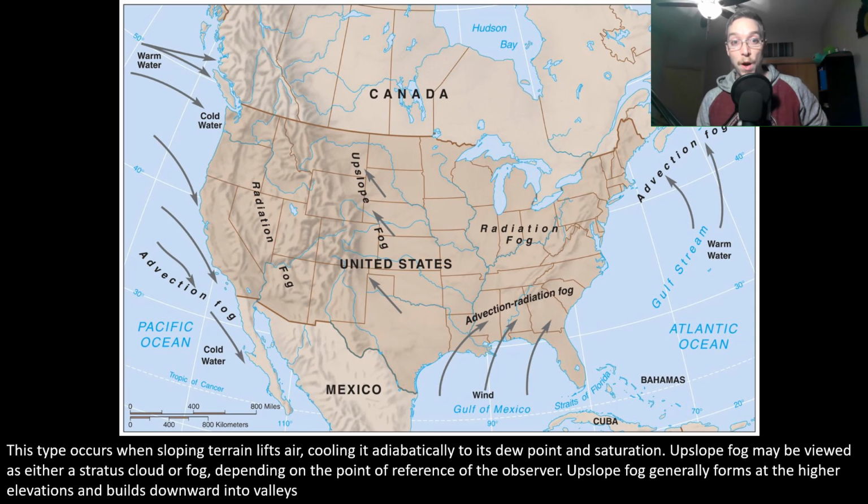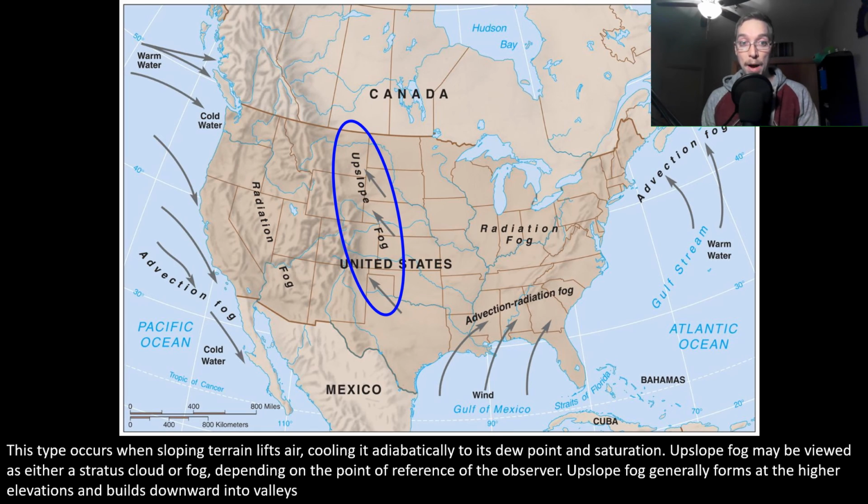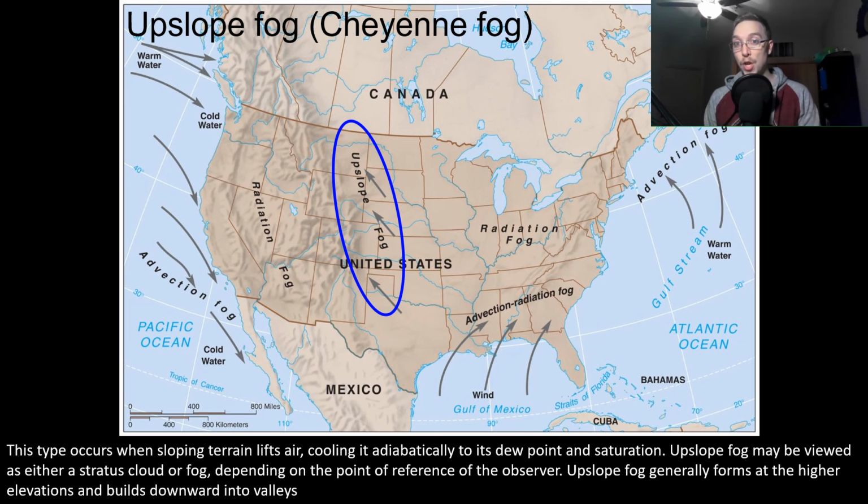And there is a type of fog that adheres to this process. So here we see upslope fog along the front range of the Rocky Mountains. Upslope fog, or Cheyenne fog as it is also named, occurs when sloping terrain lifts air, cooling it adiabatically to its dew point and saturation. Upslope fog can be viewed as either a stratus cloud or a fog, depending on the point of reference or the observer. Upslope fog generally forms at higher elevations and builds downward into valleys.